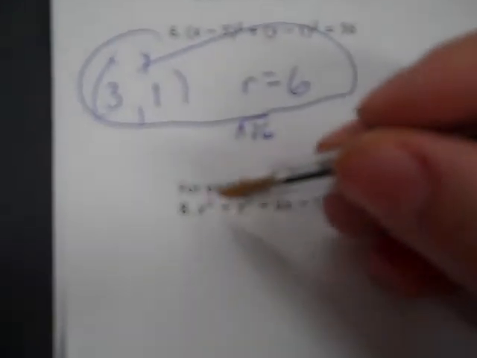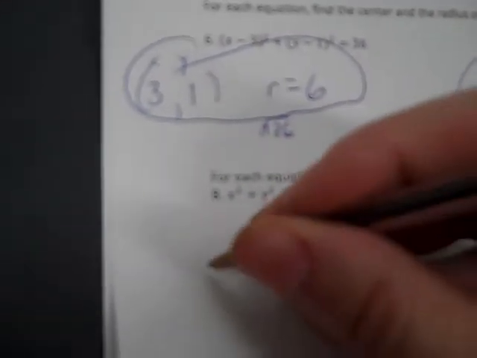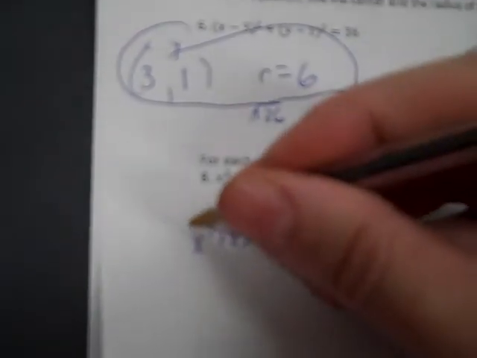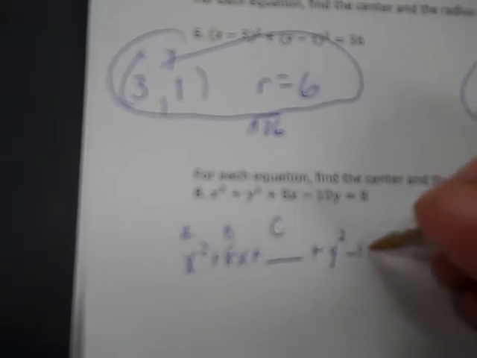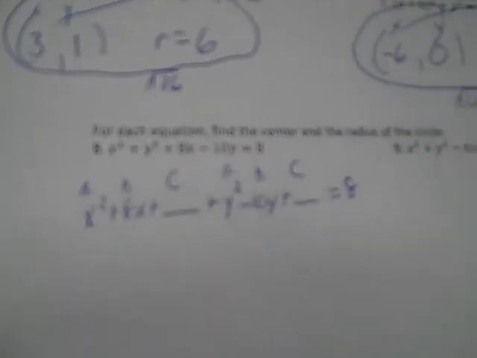All right, for each equation, find the center and the radius of the circle. Now this is different because you've got x to the second, but then there's an x to the first. So that's when we have to complete the square on my scratch paper and do the t-chart. So I have x to the second plus 8x plus blank, and I go ABC, plus y to the second, and then minus 10y plus blank equals 8. That's how you want to set that up when you see that you have letters to the first power.